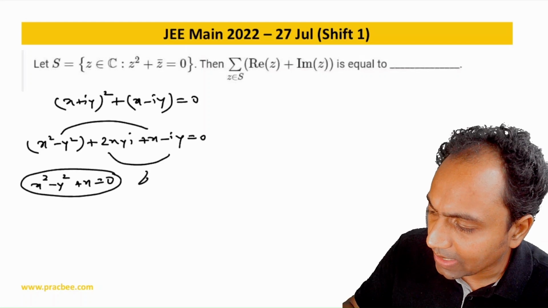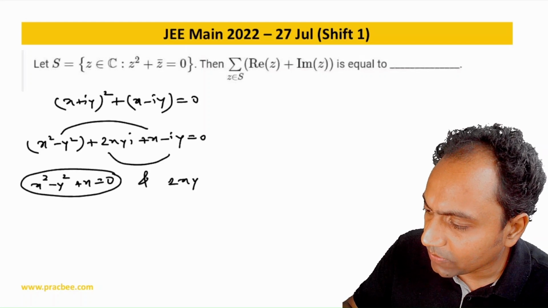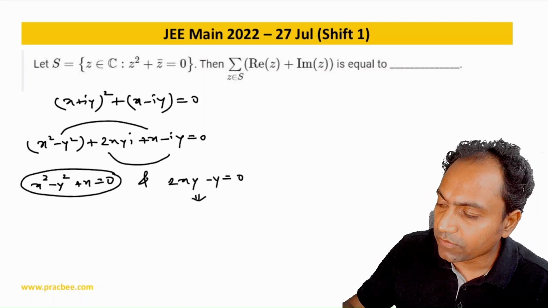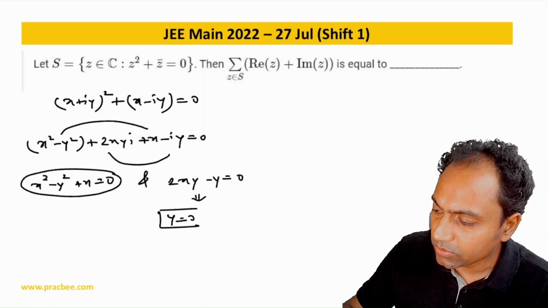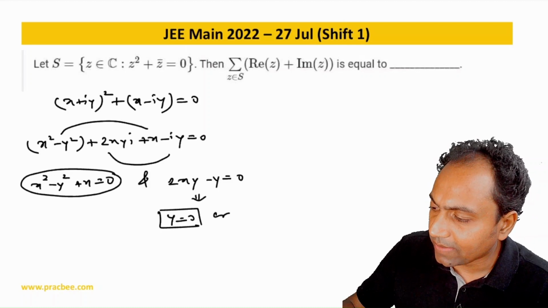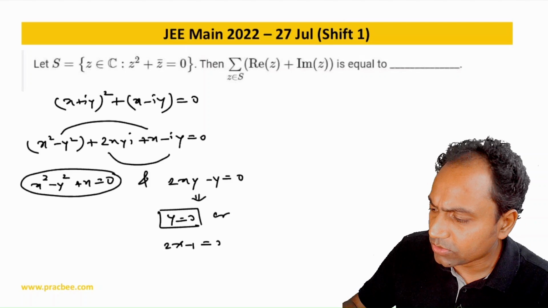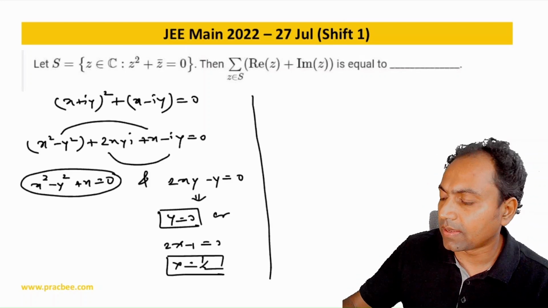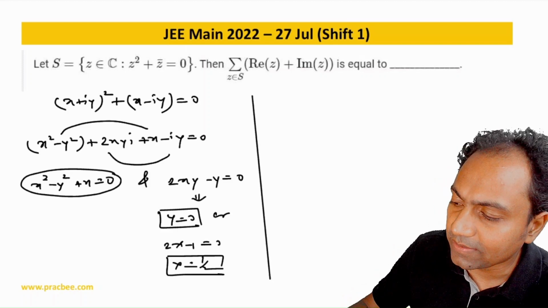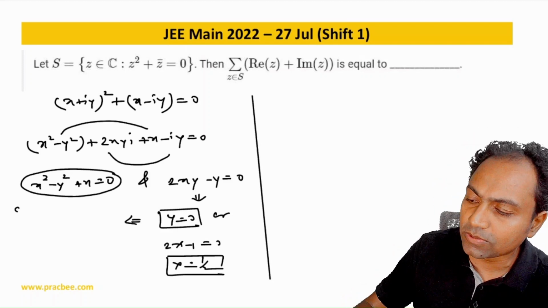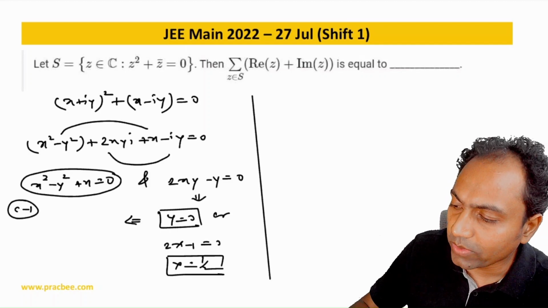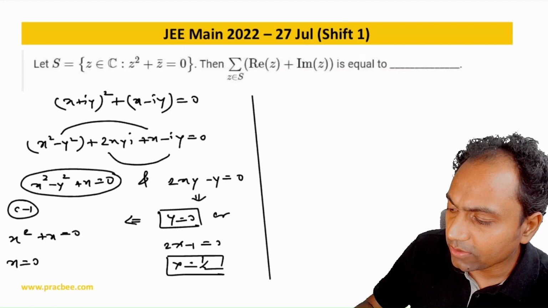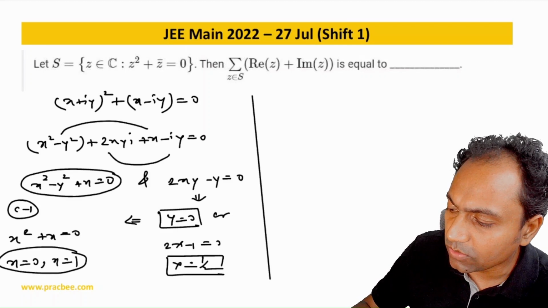This is my first equation, and simultaneously twice of xy minus y should also be equal to 0. So now you can see that the second one is simpler to solve. So from this we will get our two cases. The first one is y equal to 0, or we can have nothing but 2 times (x minus 1) equal to 0, or x is equal to 1 by 2. Now consider these two separate cases, and in each of these cases let us try and get the values. The first one: if I put y equal to 0, this is my case 1. You can see that corresponding to y equal to 0, x square plus x will be equal to 0, and we are getting two values, x equal to 0 and x equal to minus 1.